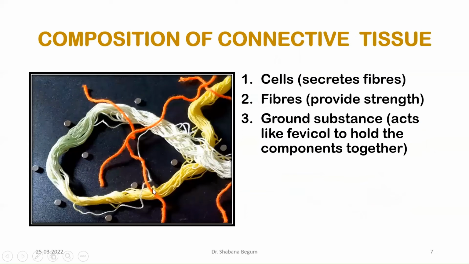This is just a schematic picture showing the connective tissue. These small dot-like structures represent the cells. These thread-like structures are the fibers. These fibers are present in bundles, and these are singly present. And this dark background is the ground substance. So the connective tissue consists of cells, fibers, and a ground substance.